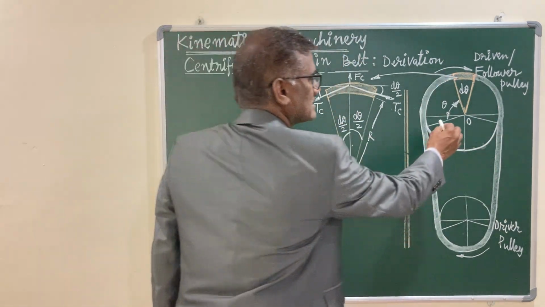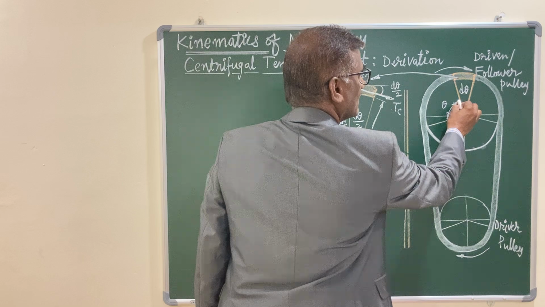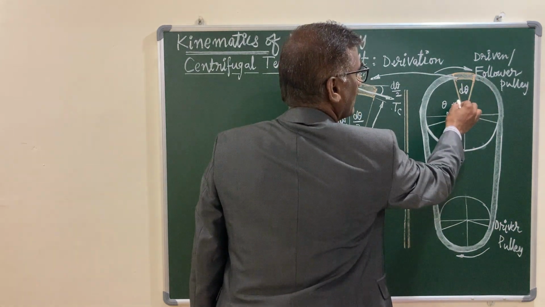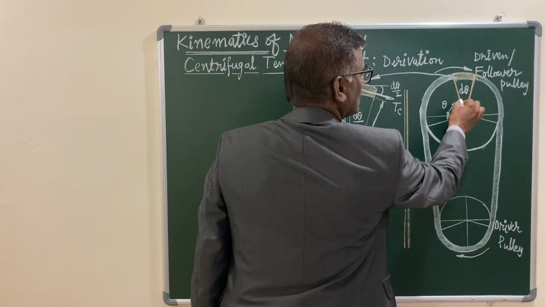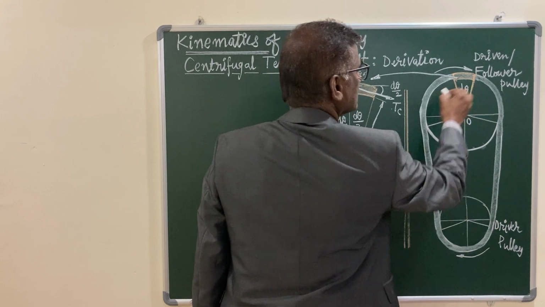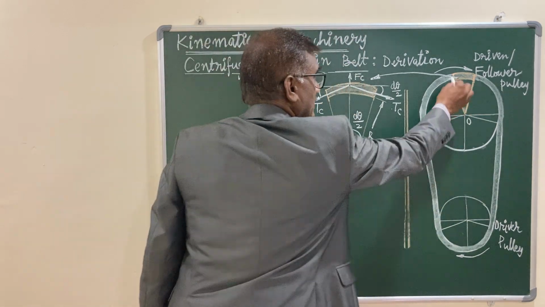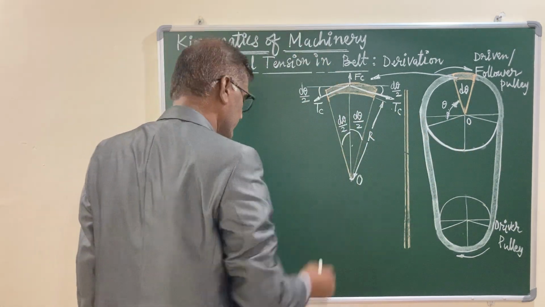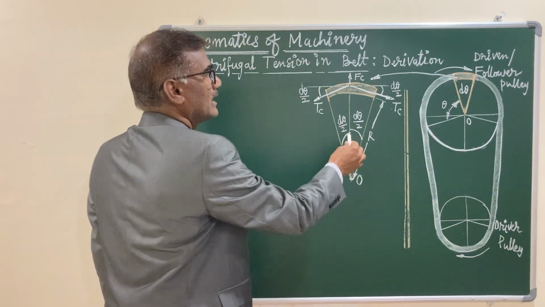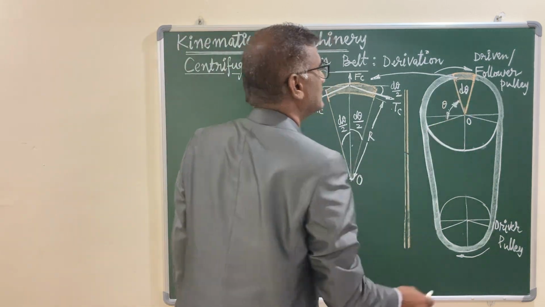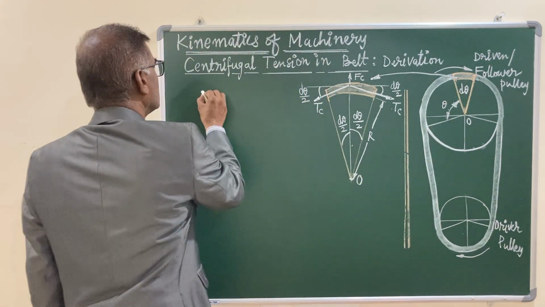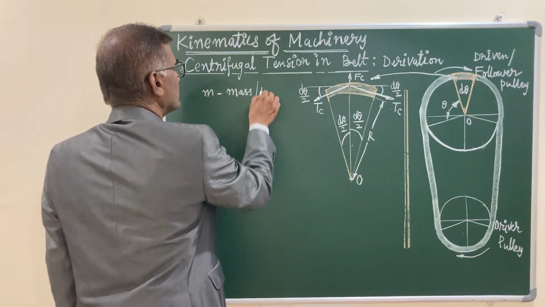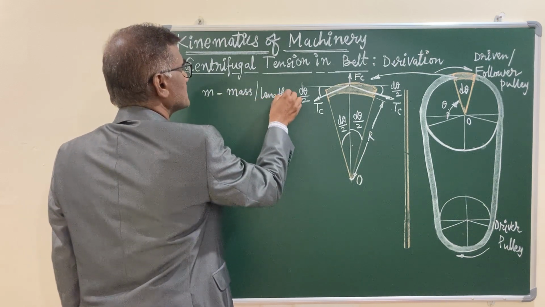And let us select an elemental belt which is indicated here at an angle theta, and the included angle is d theta. This particular element is magnified here. The magnified view of the element, let us observe this and let us consider m is the mass per unit length of the belt.